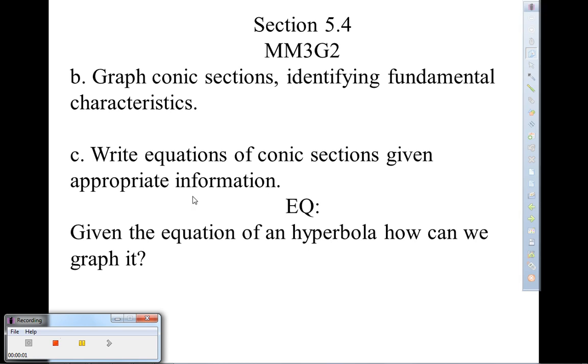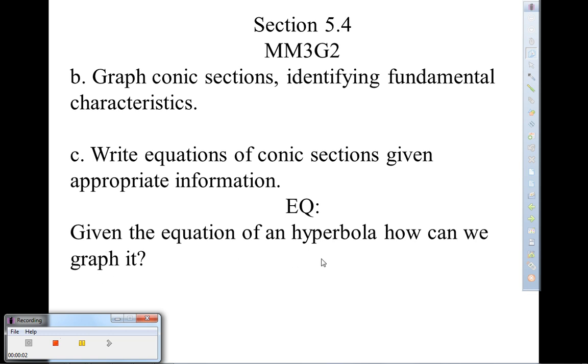Alright, today we're going to be looking at graphing conic sections and identifying fundamental characteristics of them. Now, in this particular one, we're going to be looking at hyperbolas. We're going to write the equation of a hyperbola given appropriate information. So, while our standard says conics, hyperbolas are included in that. And so, we're going to spend this lesson on hyperbolas.